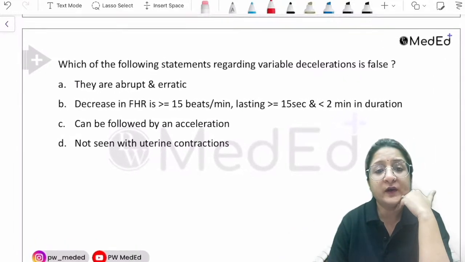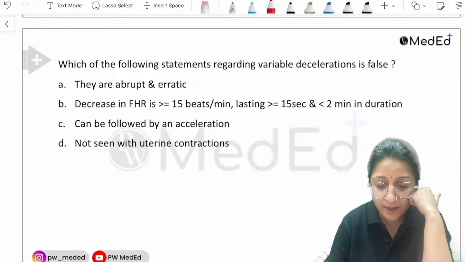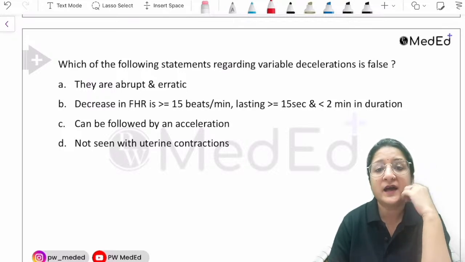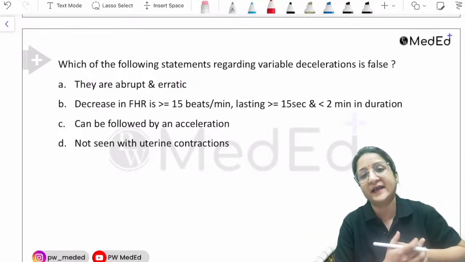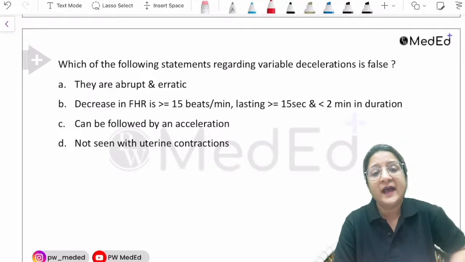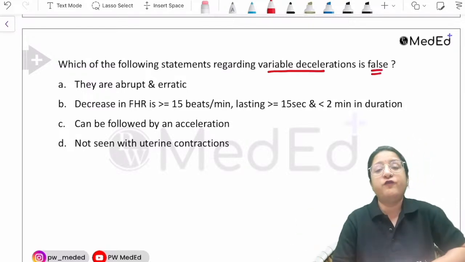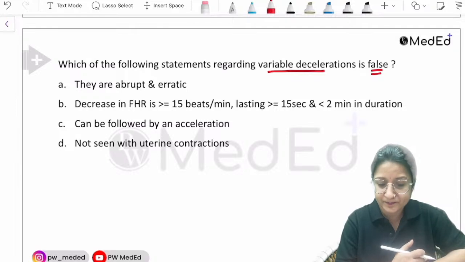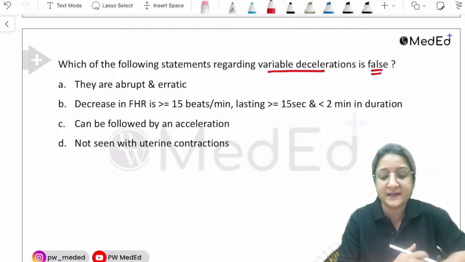All right. Which of the following statements regarding variable decelerations is false? They are abrupt and erratic. Decrease in FHR is more than 15 beats per minute from the baseline, lasting for at least 15 seconds, but less than 2 minutes in duration. It can be followed by an acceleration and it is not seen with uterine contractions. Which of the following statements regarding variable decelerations is false? Yes, what's the answer, friends? Yes, I'm waiting for your responses. What's the answer?